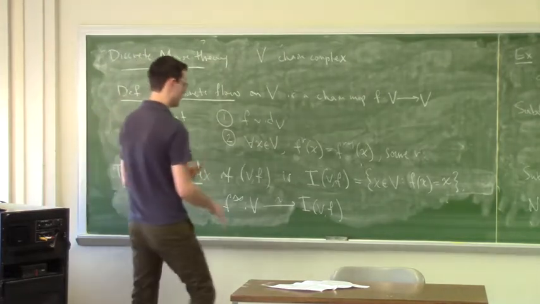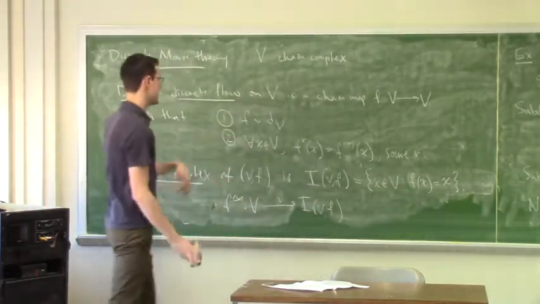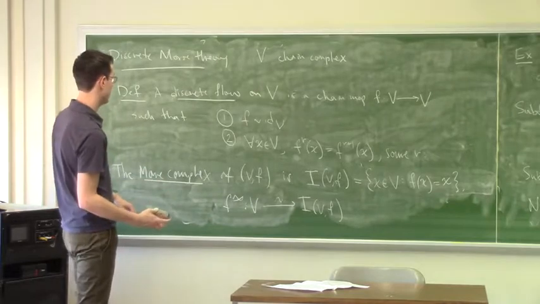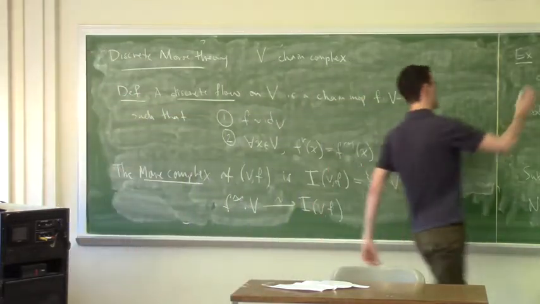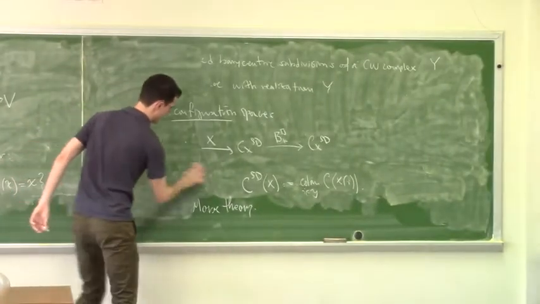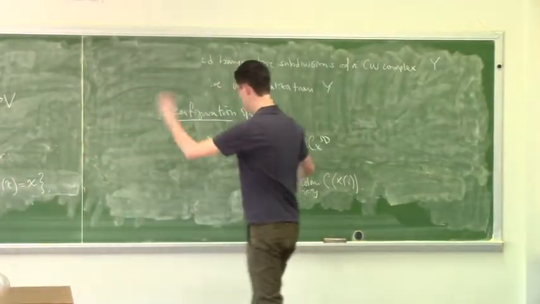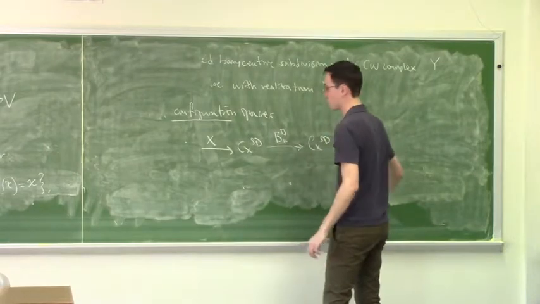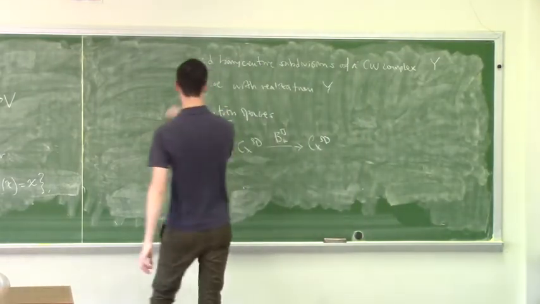Okay. So that's the notion of Morse theory for chain complexes that I'm going to want. The example that you should think I'm going to be plugging into that is V being cellular chains on a space.